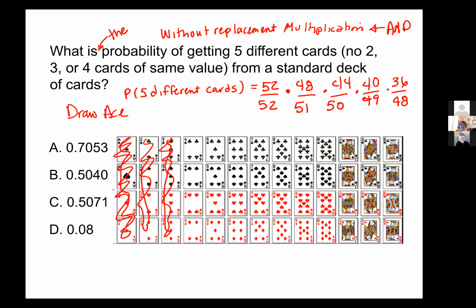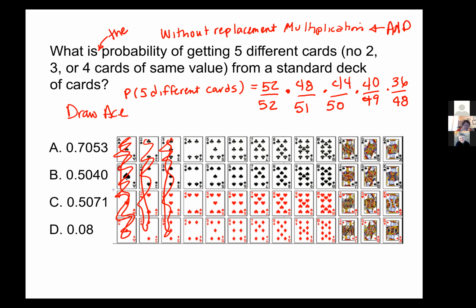And then how many cards are different on the fifth draw? Well, there are now only 36 cards left in the deck that are different than the first 4, out of 48 cards still left in the deck. So you take your calculator out and you do 52 times 48 times 44 times 40 times 36, divide that by 52 times 51 times 50 times 49 times 48.